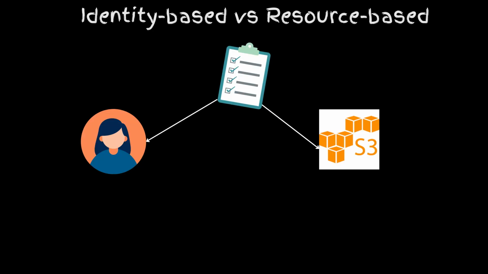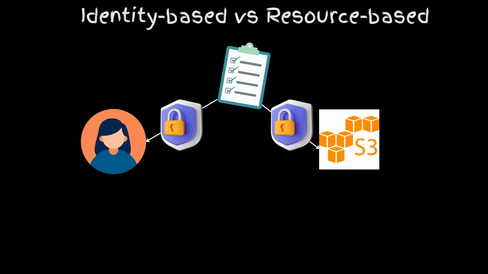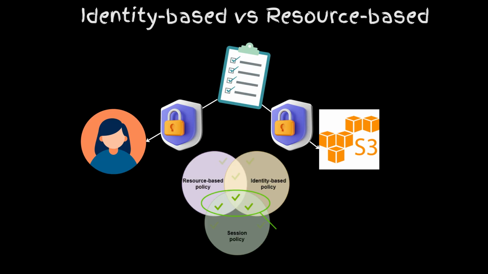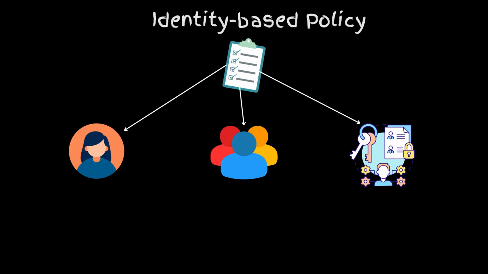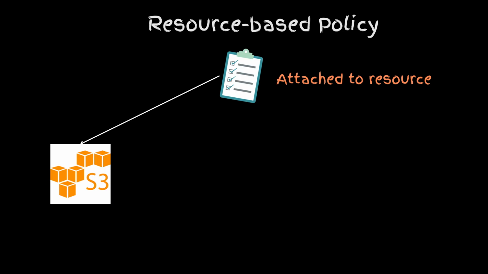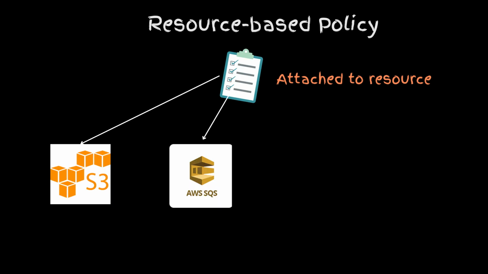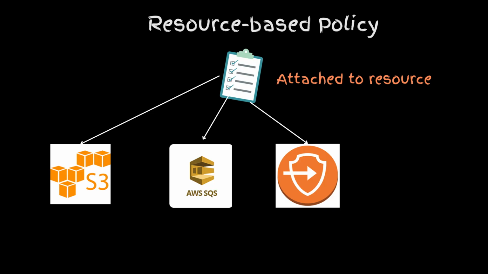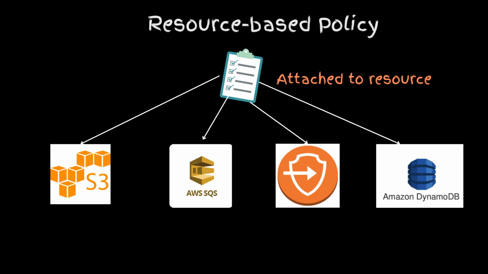When you create a permissions policy to restrict access to a resource, you can choose an identity-based policy or a resource-based policy. Identity-based policies are attached to an IAM user, group, or role. These policies let you specify what that identity can do. Resource-based policies are attached to a resource. For example, you can attach resource-based policies to Amazon S3 buckets, Amazon SQS queues, VPC endpoints, AWS Key Management Service encryption keys, and Amazon DynamoDB tables and streams and many more.